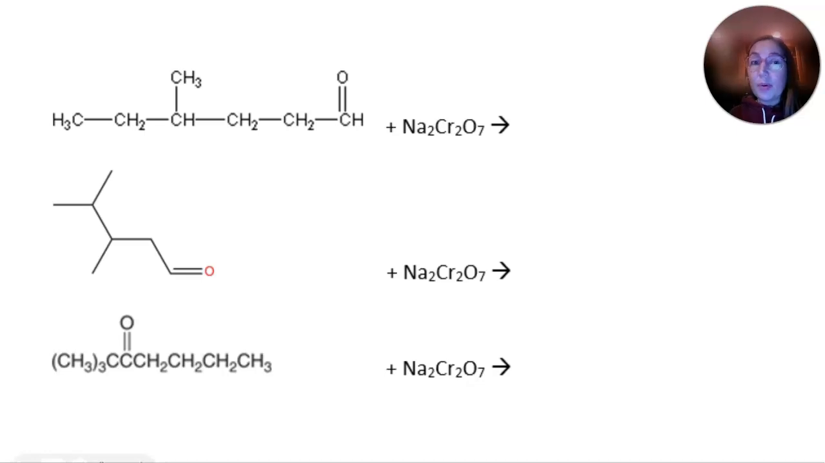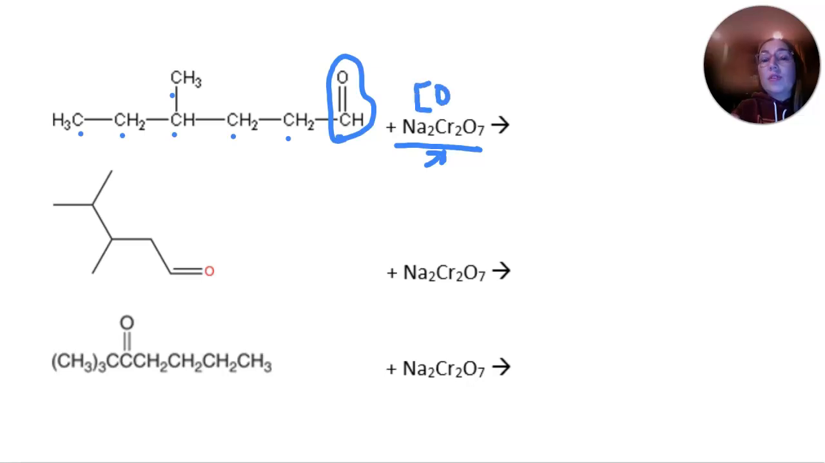So here's a couple more examples. Let's take a look at the first example. We've got CH3, CH2, CH with a CH3 group coming off of it, and then CH2, CH2, and it ends in C double bond O H, so it ends in an aldehyde. And then we've got Na2Cr2O7. So we should recognize this as dichromate, a really strong oxidizing agent.